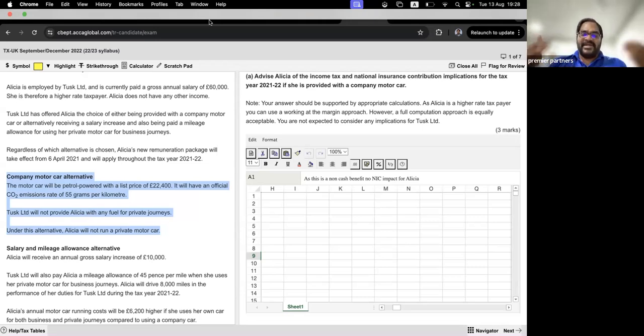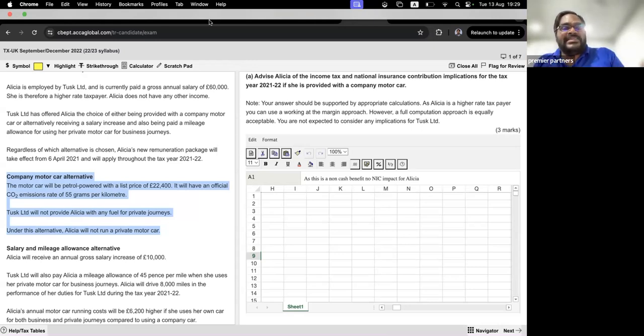A car is given by the employer means we have to calculate the car benefit. By the car benefit amount, her taxable income will go up. Once the taxable income goes up, that amount, car benefit amount into the higher rate, since she is a higher rate taxpayer, will be the increase in the income tax. Agree or not? Exactly, 40%.